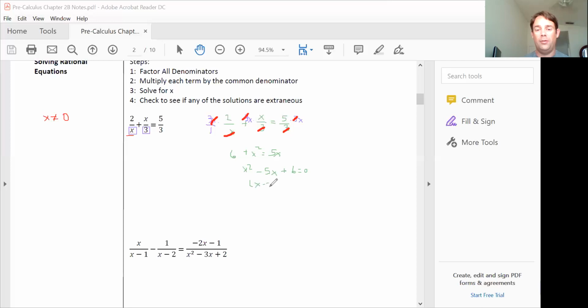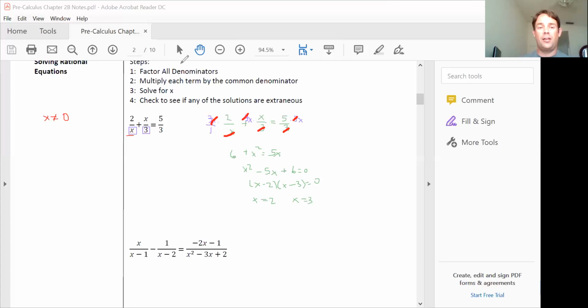At this point in time, I'm assuming you guys are getting pretty good at factoring. Either you're using your box of diamonds or whatever, but when you factor it, that's what you come up with. And you end up with x equals 2 and x equals 3. So here's where we come back to this part 4.